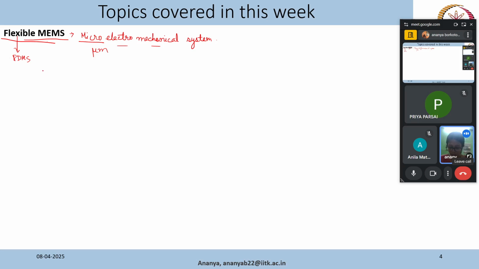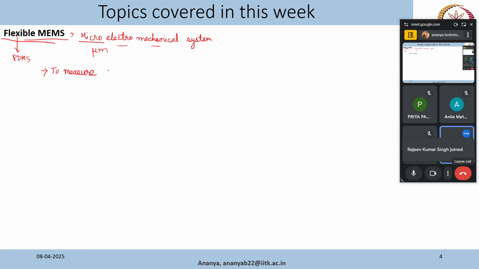I will write it down. We use the system to measure electrical and mechanical properties together.